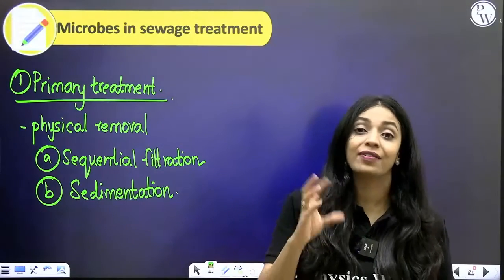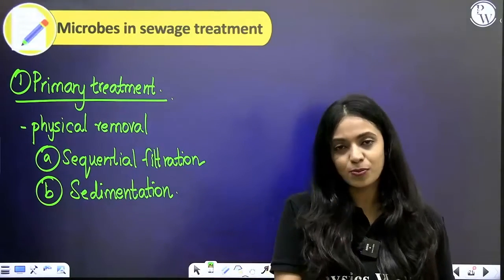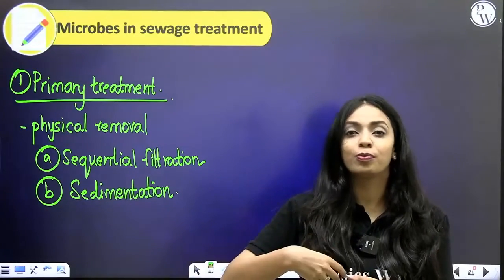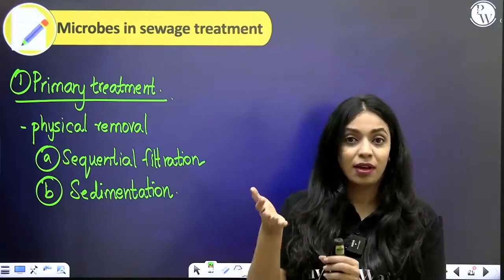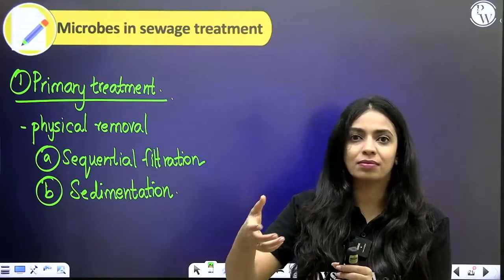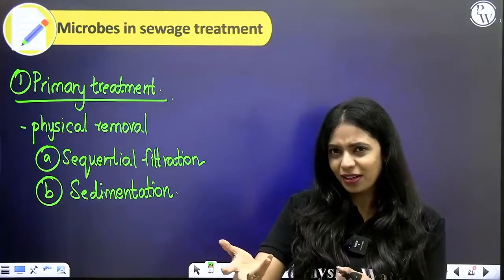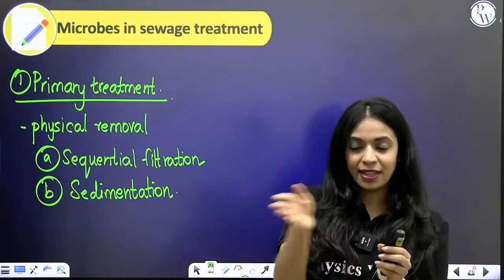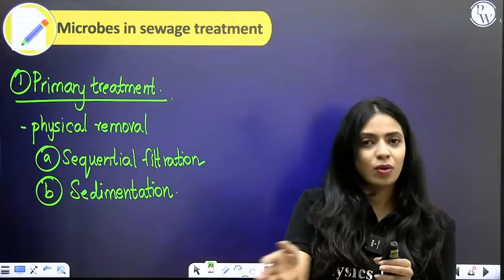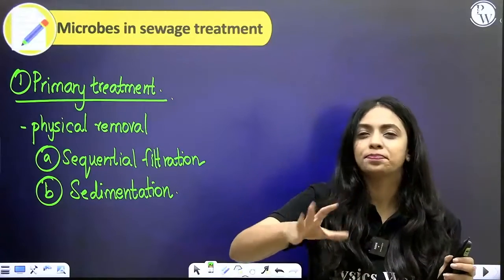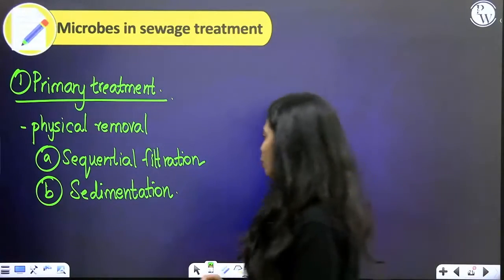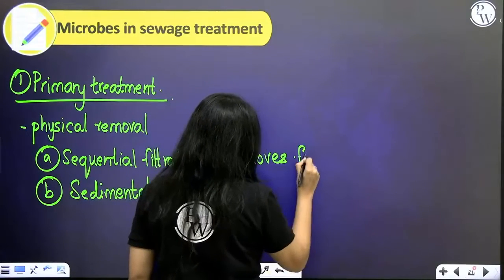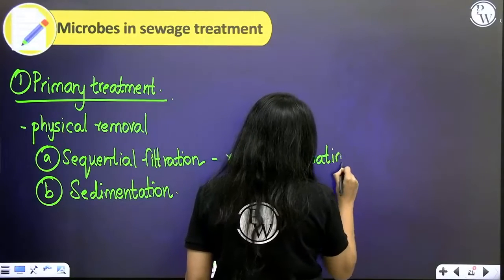There are some filters that have a large pore size. There are some filters that have a relatively smaller pore size. So the first filter will have a large pore size. Probably somebody would have thrown their chappal in sewage. That is a big substance, a big particle. So it cannot pass through the filter. It will be retained. And then the next filter is slightly smaller. So it goes on, and all of these floating debris will be removed.